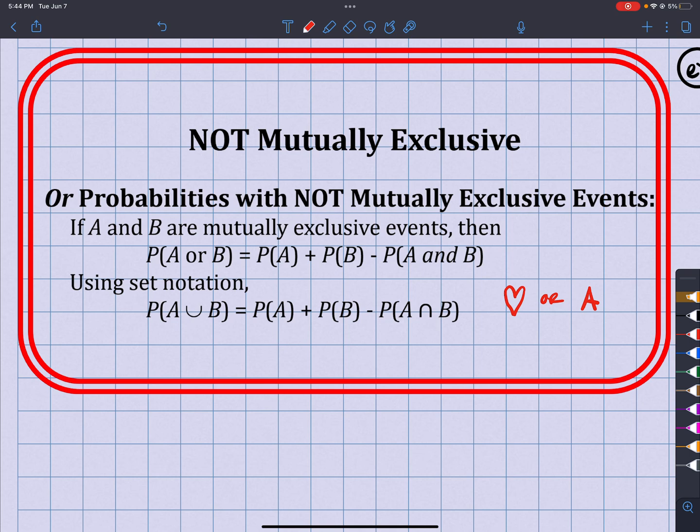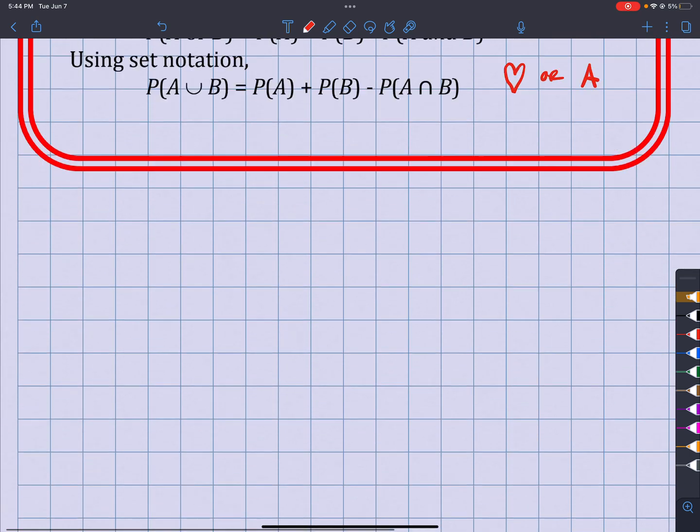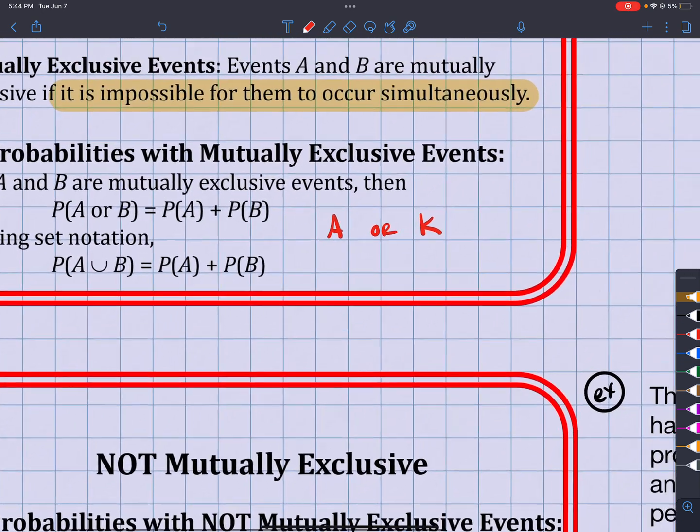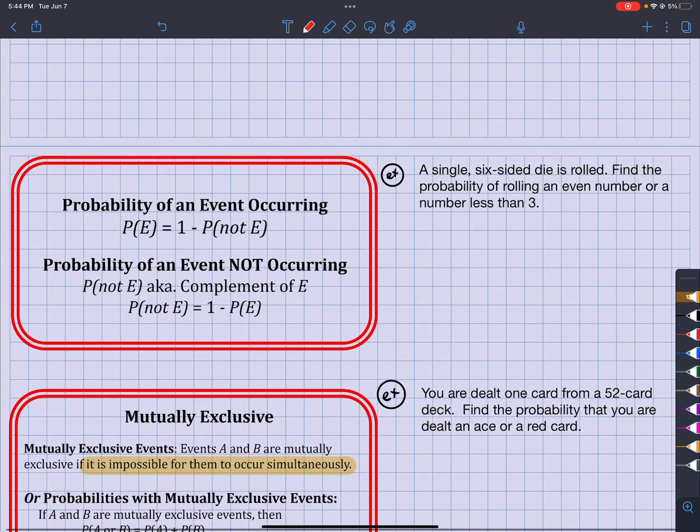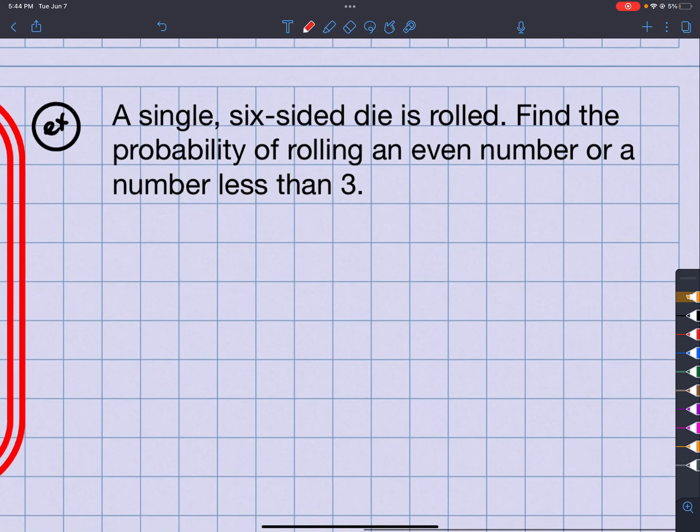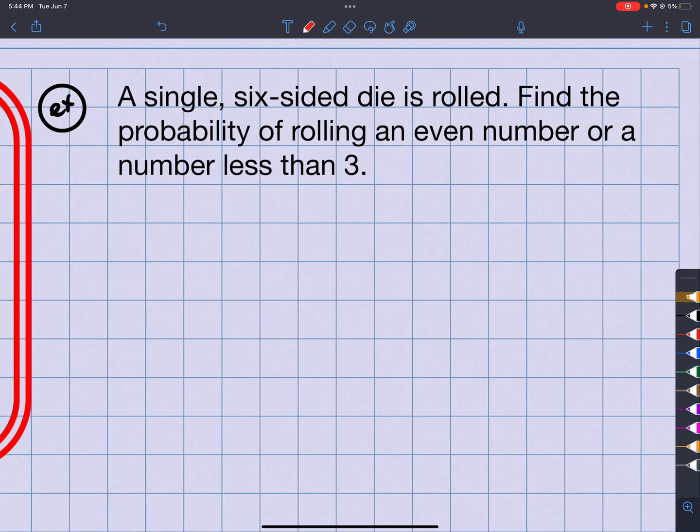So that is the biggest part about this, all right? And then we'll get into the probability aspect of it. But first, let's hit some problems here and see if we can talk about these things.